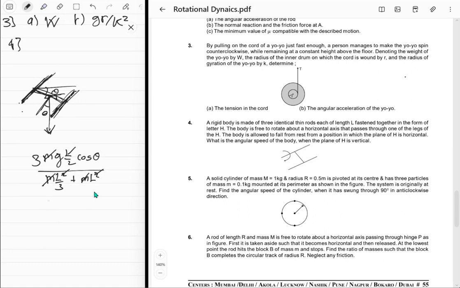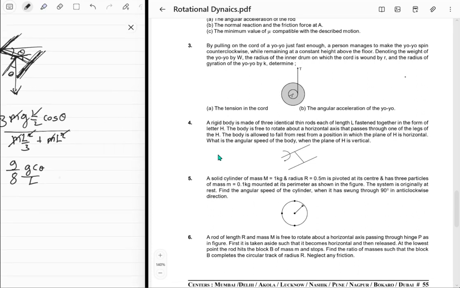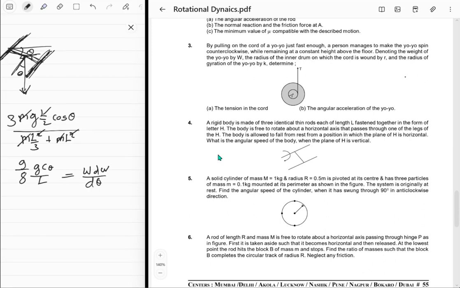Goes on top, 9 upon, oh, you can just take 8. So 9 upon 8, you've got g cosine theta upon L. That is our angular acceleration. Now I just need to integrate this with theta changing. We just want the angular speed, so you can write this as omega d omega upon d theta. Then integrate from theta equal to 0 to pi upon 2, and omega initially is just 0.